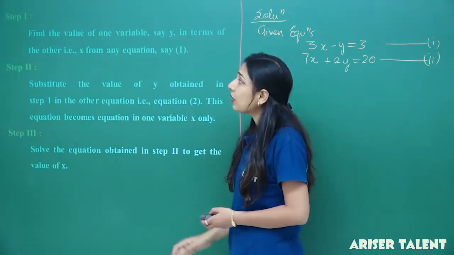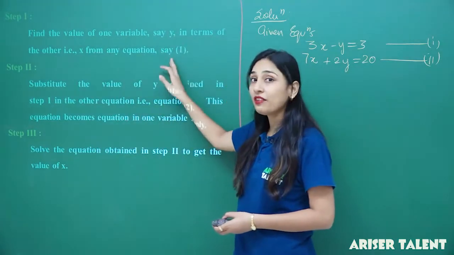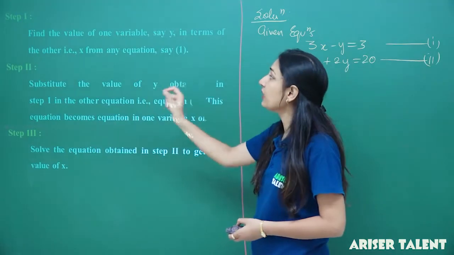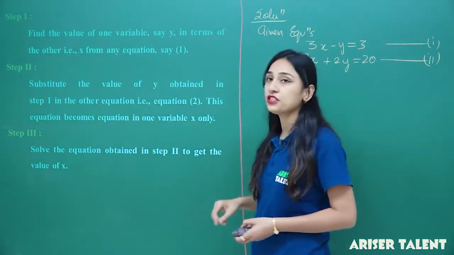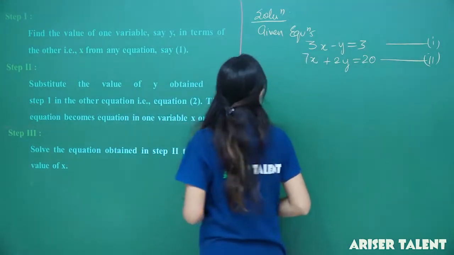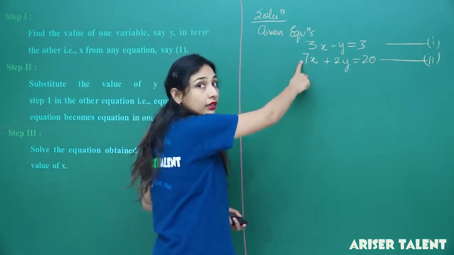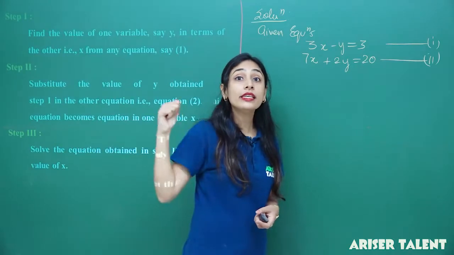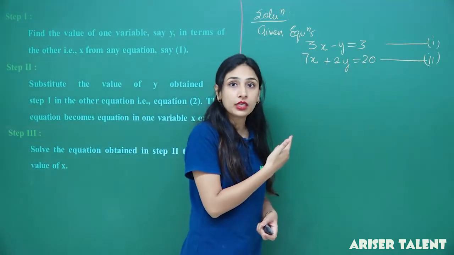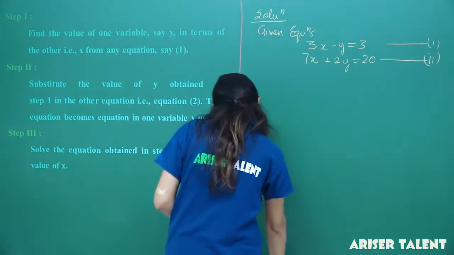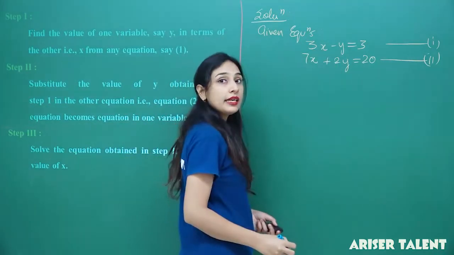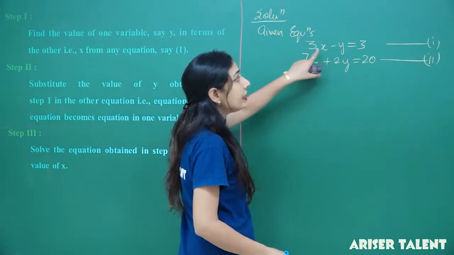Now, talking about these steps: find the value of one variable, say y, in terms of the other, that is x, from an equation, say equation 1. So I am doing the same. I will clear all these steps for you. Here are the steps and here is the question running. Be patient. Now, this is my first equation. It says to find the value of y in terms of x.